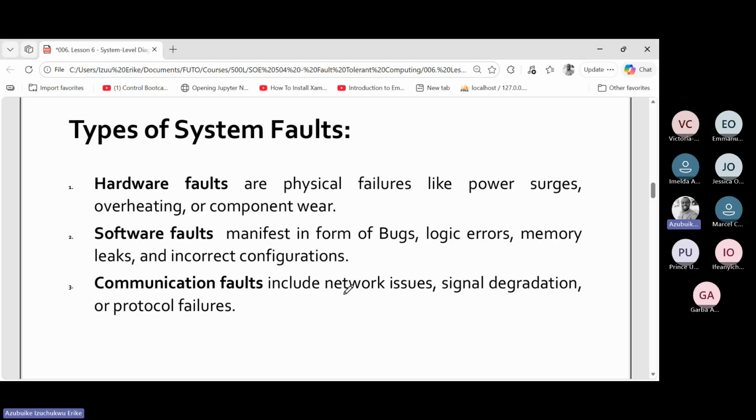Okay, next we have communication faults, which may come as a result of network issues, signal degradation, and protocol failures. And there could also be a link between the software faults and the communication faults, all right? Because the software is actually the system, in an embedded system environment, that controls the communication between one component and another in the hardware environment.